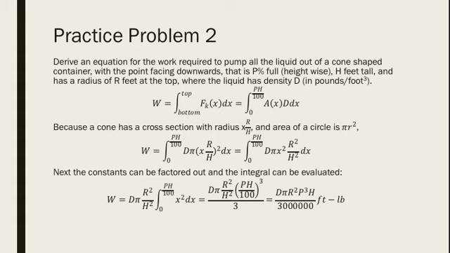So taking the integral of x squared, we get x cubed over 3. We plug ph over 100 into x, and then we multiply it all by d pi r squared over h squared. And in the end, we get d pi r squared p cubed h over 3 million foot-pounds. And that is the end of this video.